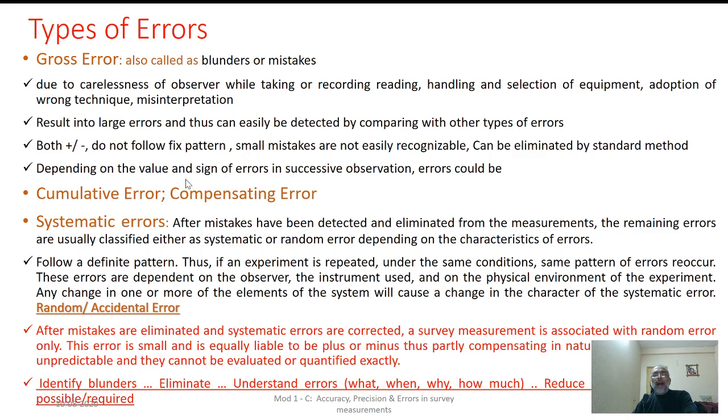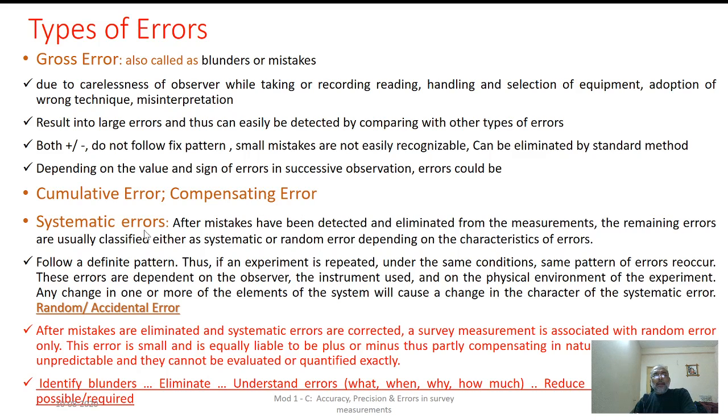So, depending on the value and the sign of the errors in successive observations, errors could be considered under these two classes. One is cumulative, that means which goes on rising or which goes on reducing consistently with the measured value. But as sometimes the error is positive, sometimes it is negative, the net effect is compensating with each other, and hence the error could be treated as compensating error as such.